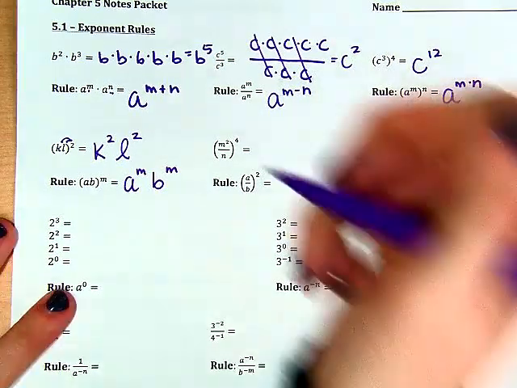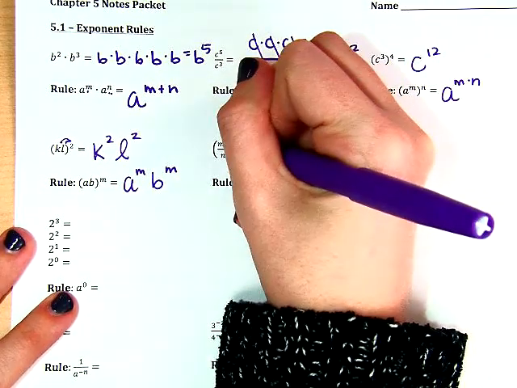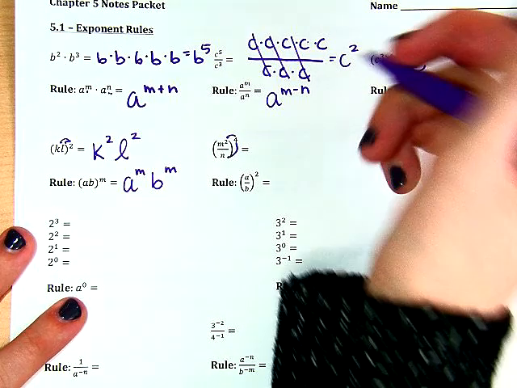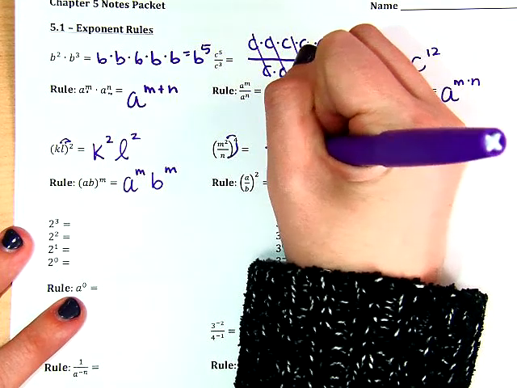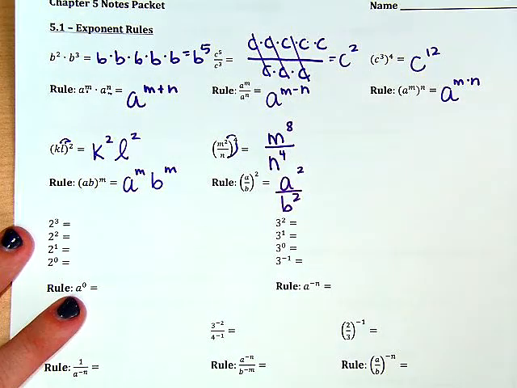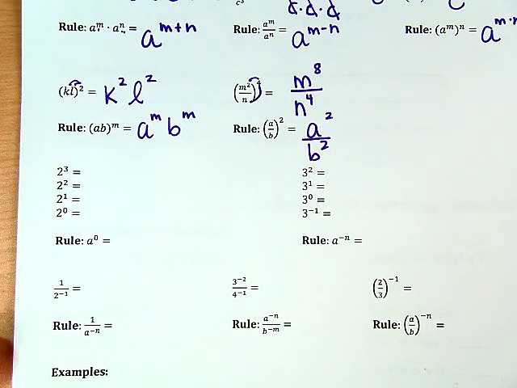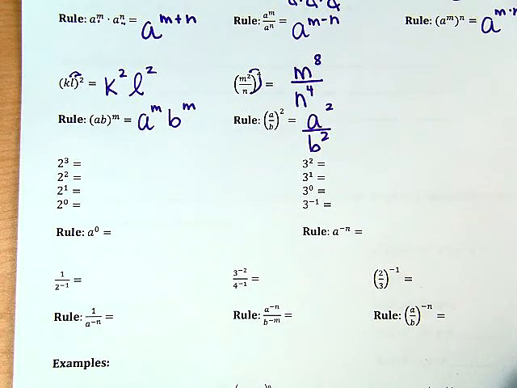And same thing here, if you're distributing to the top and to the bottom. On top we have m squared to the power of 4, so it's a power to a power. So we go back up here and multiply, and it becomes m to the 8th over n to the 4th. I distribute it to both things there. Here we have our rules that we're following along.